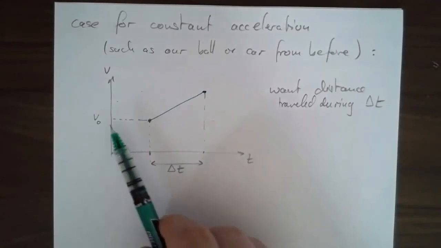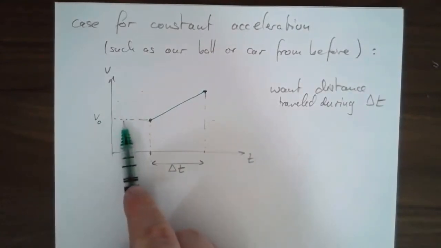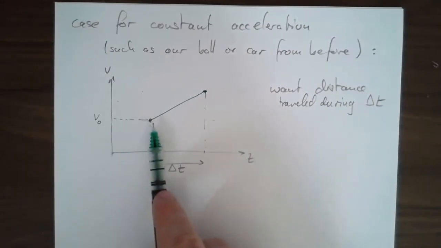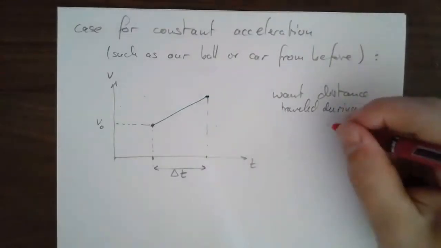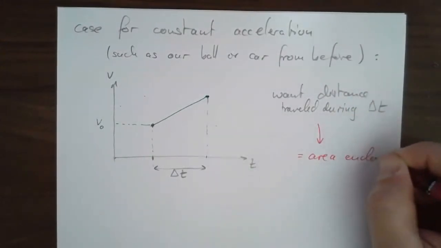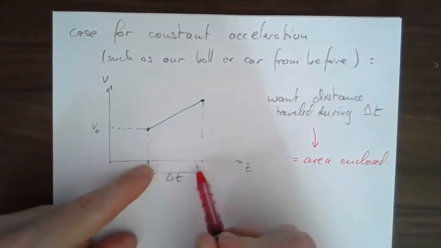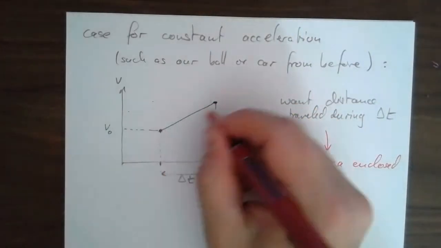Now, the full motion might involve other stuff before and after, and I might have to calculate that separately. If it was going at constant velocity here, I'd use whatever I know about constant velocities to figure out the distance traveled here. Right now, I just care about this time interval. What we know is that the displacement is the area enclosed within this time interval between the time axis and the velocity graph. So that's this area here, everything in here.